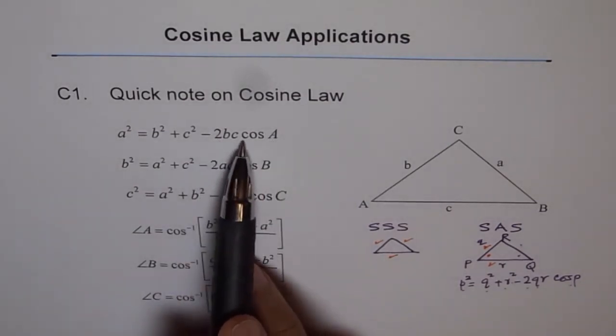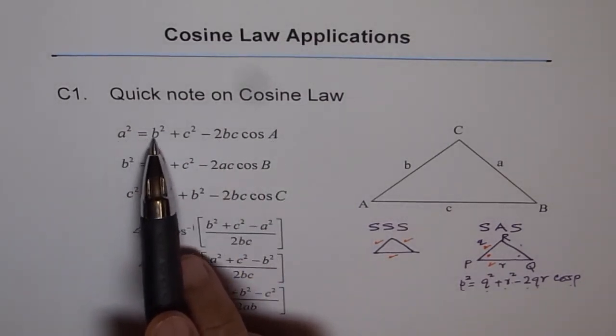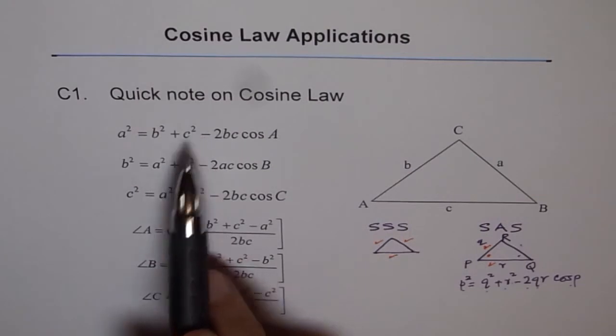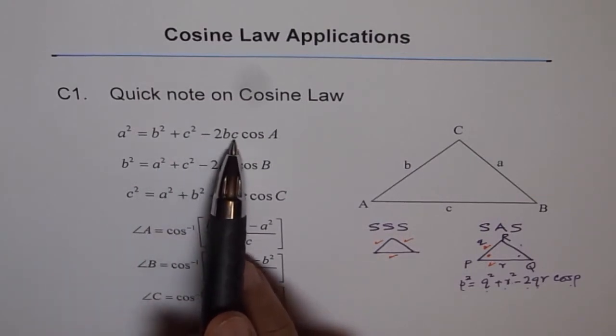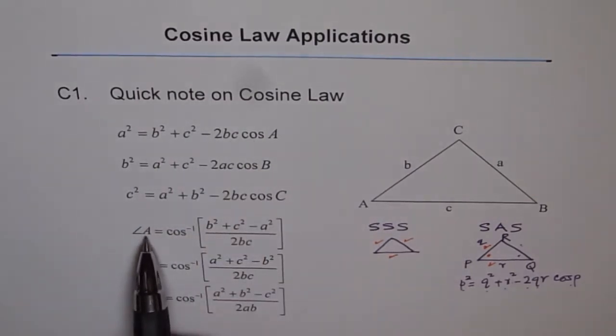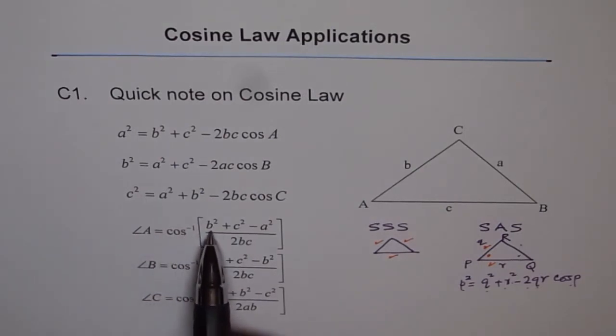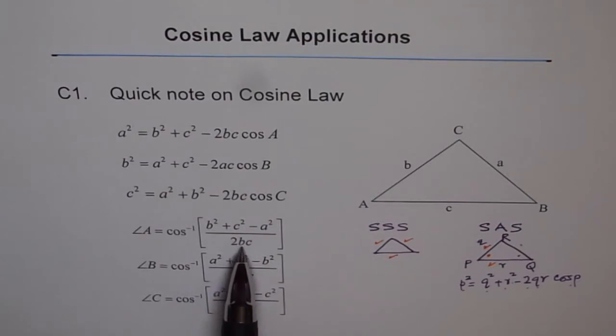If you rearrange it, we can bring it to one side, so you get b square plus c square minus a square, and then you divide by 2bc and then take cos inverse. So angle A is cos inverse of b square plus c square minus a square divided by 2bc. Likewise, you can get other angles. So let me show you here.